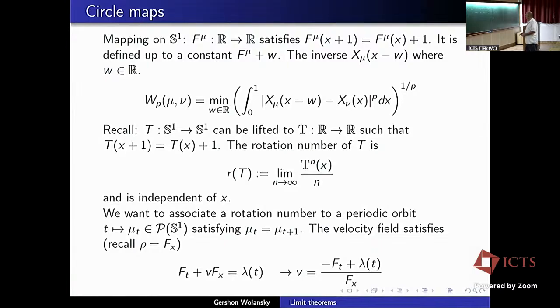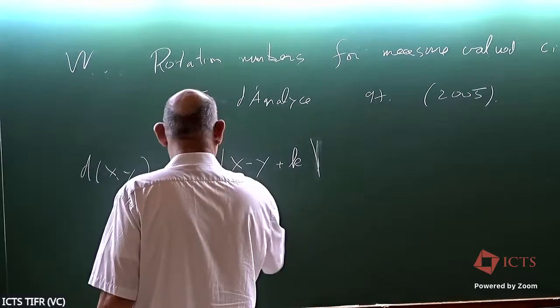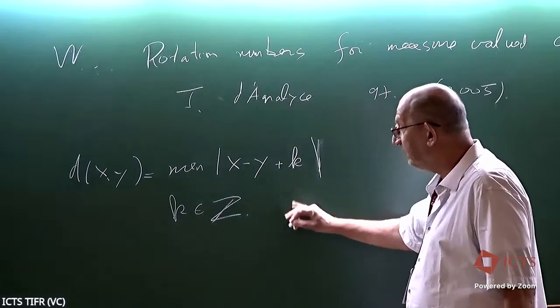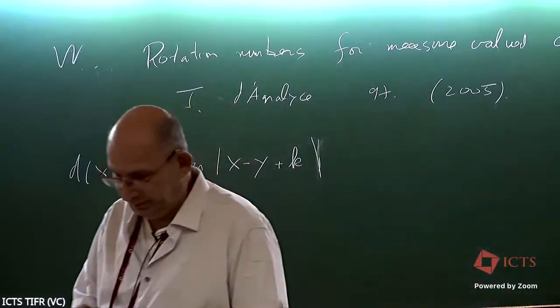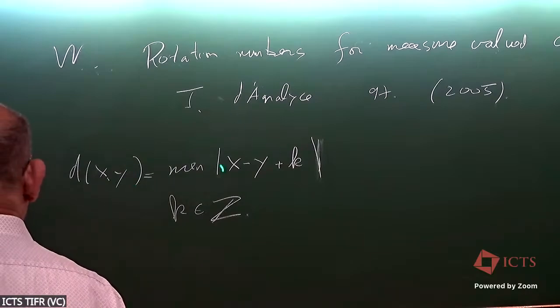The reason is that the distance on the circle is not just the Euclidean distance. The distance between two points x and y on a circle is the minimum of |x minus y plus k|, the minimum over all k in Z, right? So this is the distance we use on a circle, and this leads to this variation on the definition of the Wasserstein distance with this cost function.